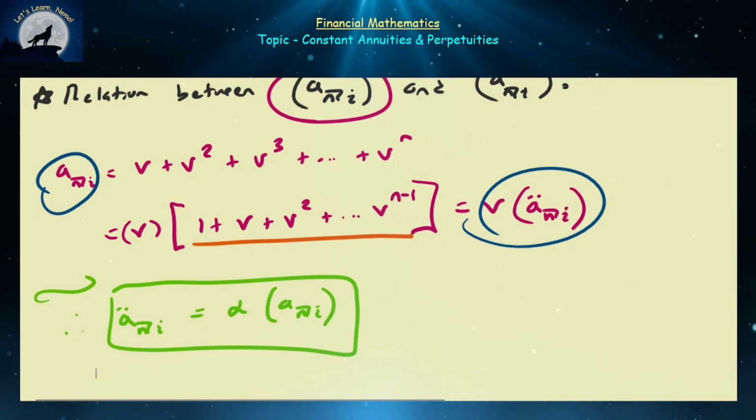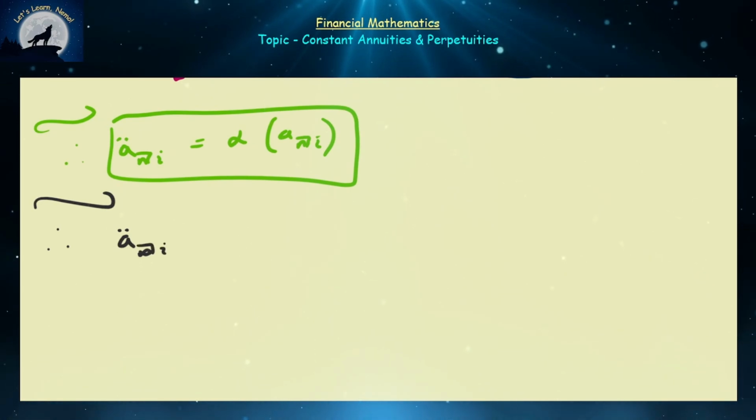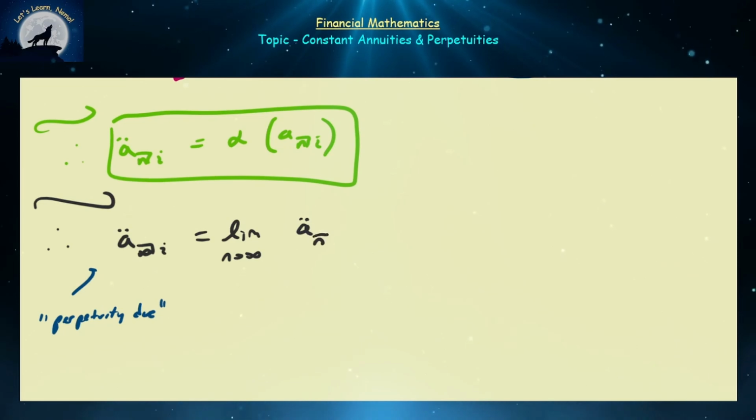What about perpetuities due? What would that look like? For perpetuities due, a double dot angle infinity at i. So let's write that. That's a perpetuity due: an infinite number of payments under some effective interest rate i, with payments made at the beginning of each of these periods. By definition, that would just be equal to the limit as n goes to infinity of a double dot angle n at i. Because we already know what a double dot angle n at i is equal to, that's just going to be equal to what?